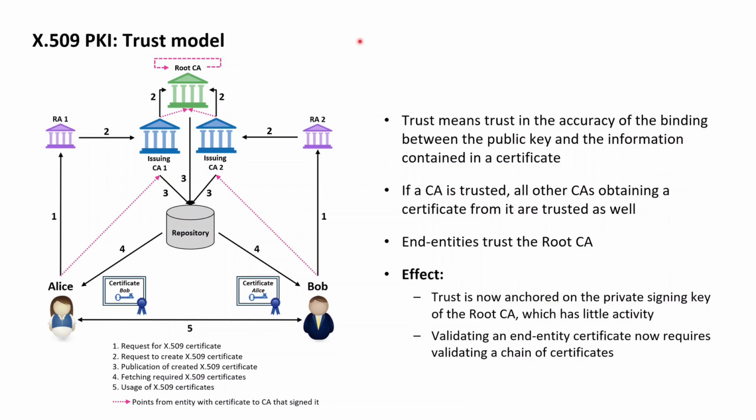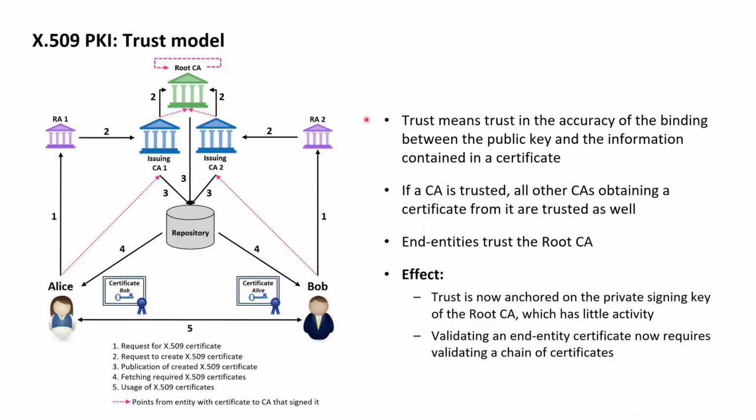The trust model in X.509 PKIs is now as follows. Trust within X.509 PKIs still means to trust the accuracy of the certificates issued, especially in the binding of the public key to the end entity listed as subject in the certificate.